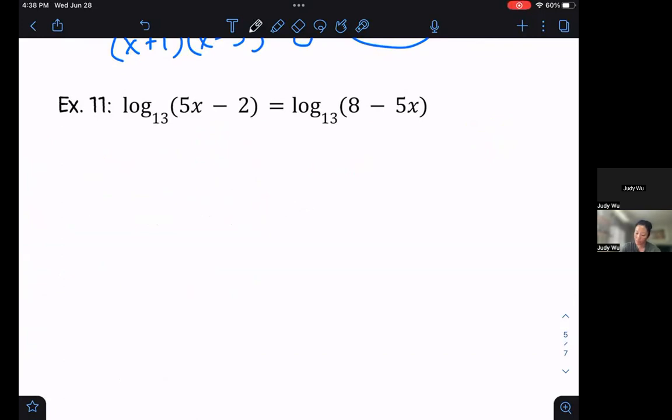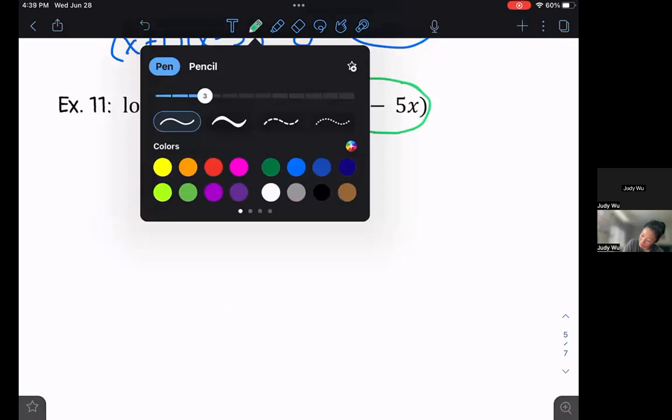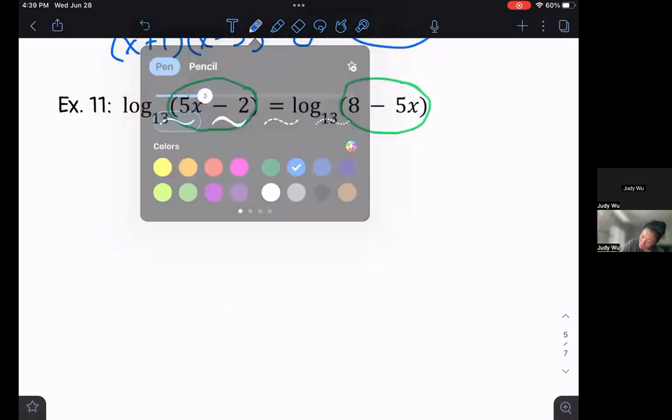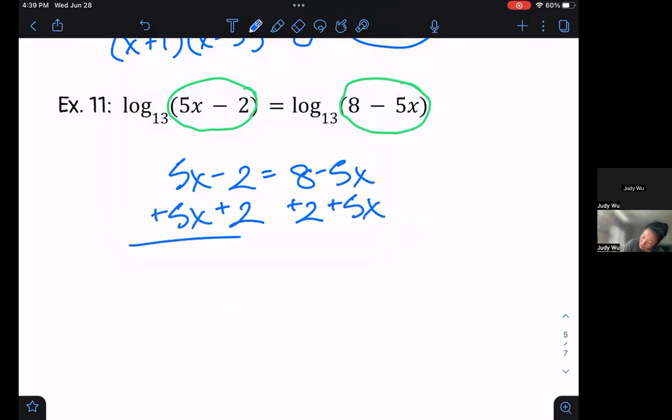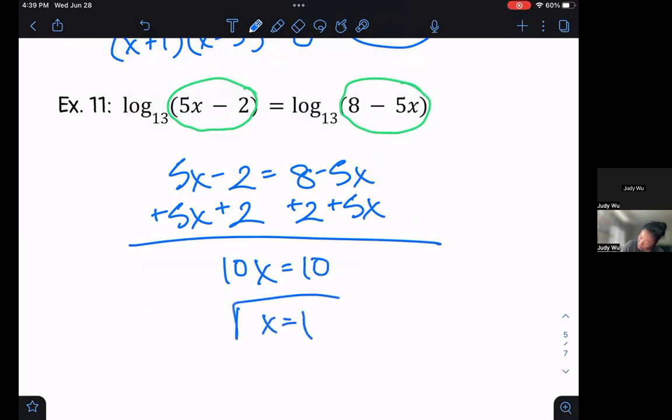All right, so for example 11, we also have the same base. We've got log base 13, and there's only one log on either side. That means 5x minus 2 is equal to 8 minus 5x. So let's write that out. 5x minus 2 equals 8 minus 5x. I'm going to add 2 to both sides and add 5x to both sides. I get 10x equals 10. I get x equals 1.